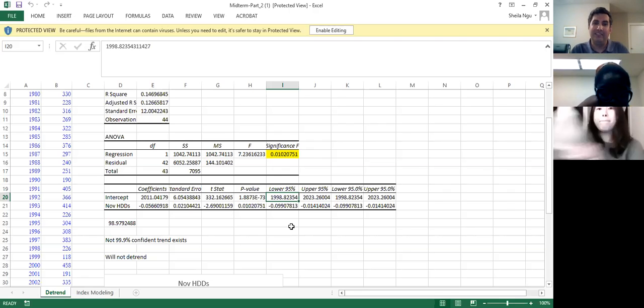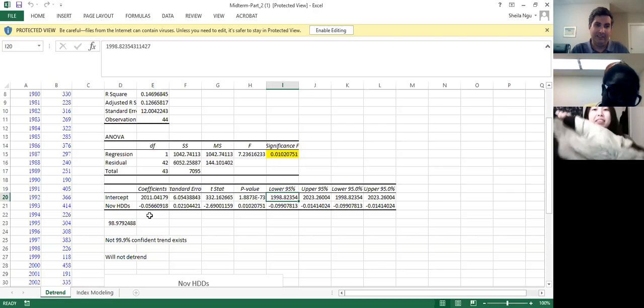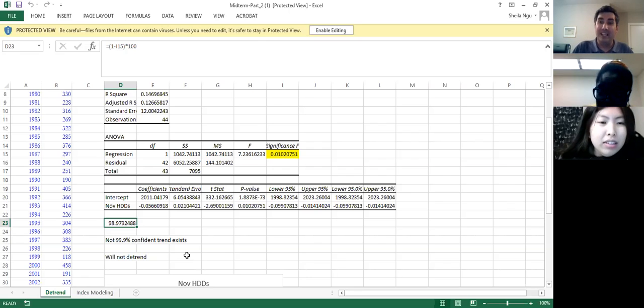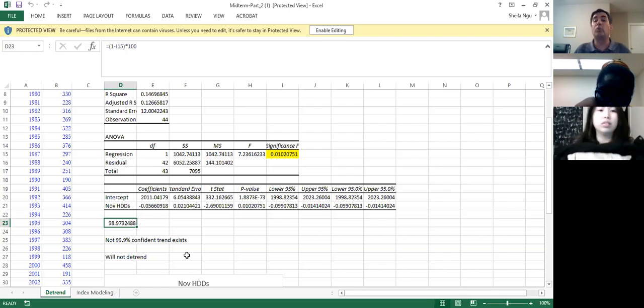But if I do 1 minus this, it gives me 98.97 though, Dr. Billings. Yep. So you're more than 95% confident, but not 99%. So I am more than 95% confident that there is a trend or that there isn't? Yep, that there is a trend. Because in this, the null hypothesis is no trend. And it's saying that there's only a 1% chance that you would have an R-squared value this high if there weren't a trend. So you reject the null and say that you're confident there is a trend.